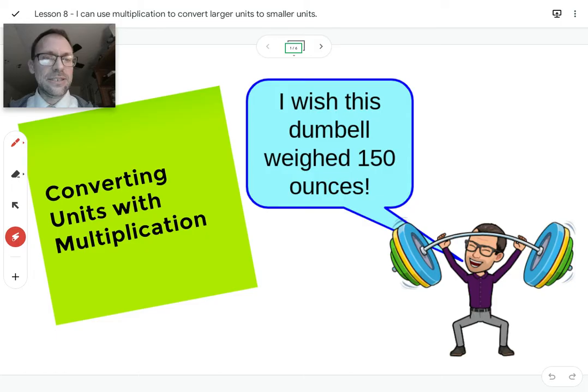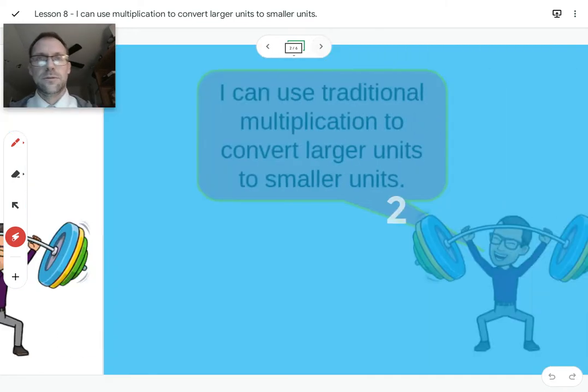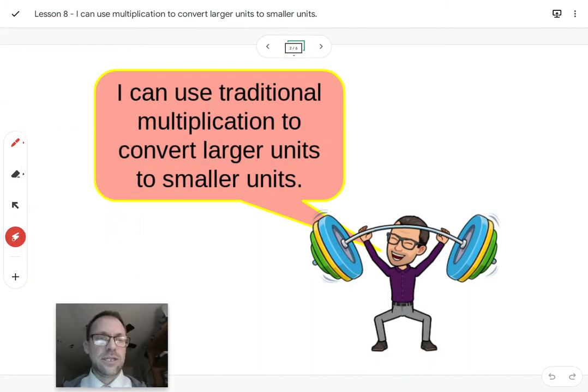Today's lesson is on converting units of measurement with multiplication. So we're going to apply the multiplication we've learned over these last number of days to converting units of measurement. Today's learning target is: I can use traditional multiplication to convert larger units of measurement to smaller units.